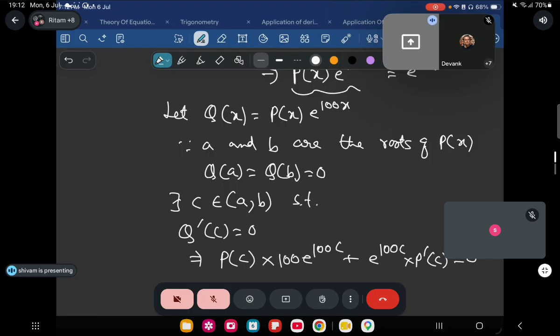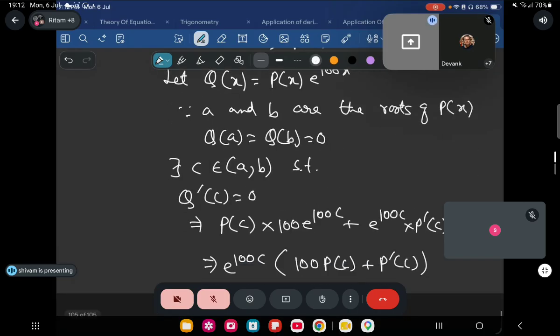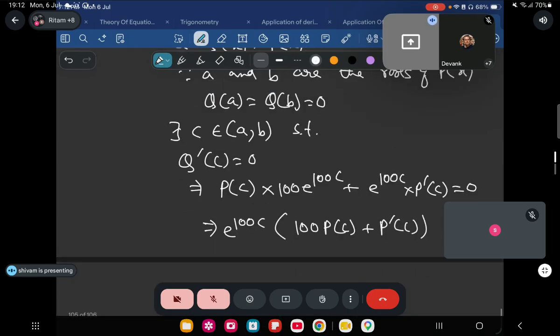What do we get, everyone? Let us take e to the power 100c common. I think we'll get the result. We get 100 p c plus p dash c. Since e to the power 100c cannot be equal to 0, p dash c plus 100 p c will be equal to 0.